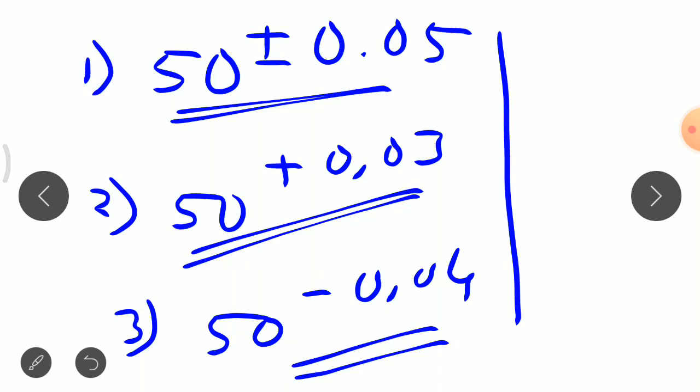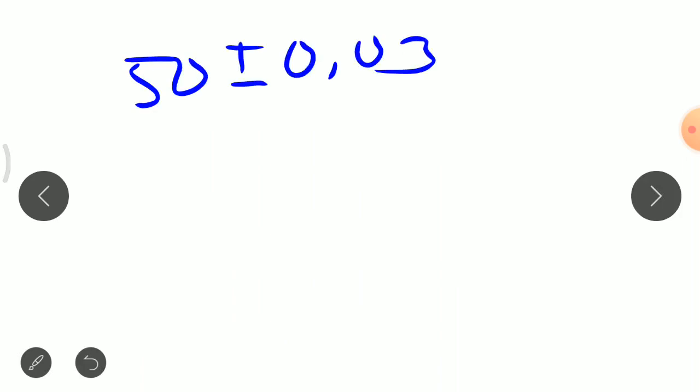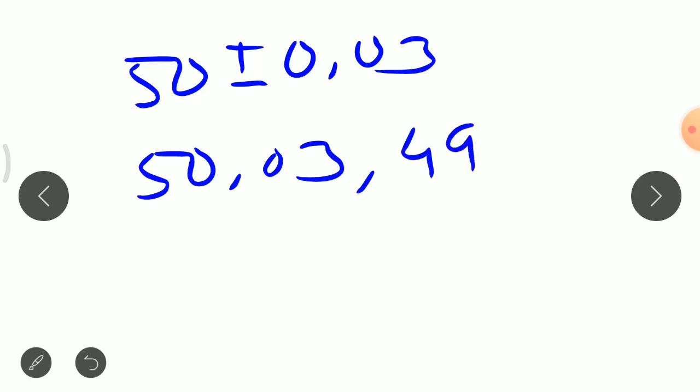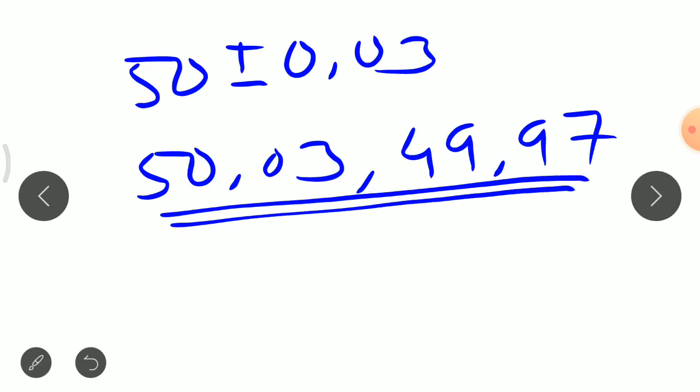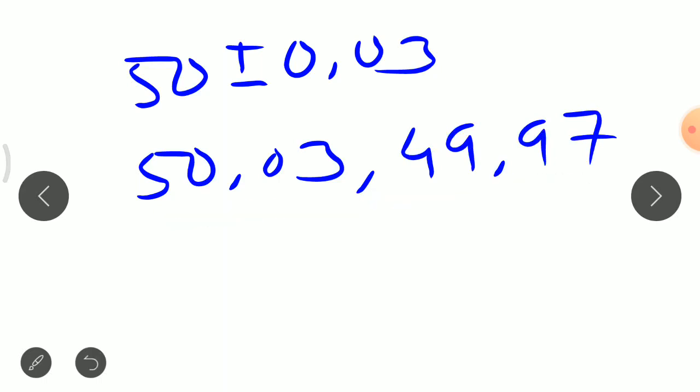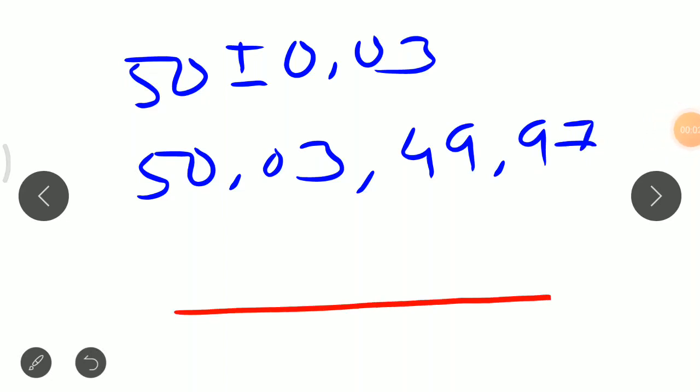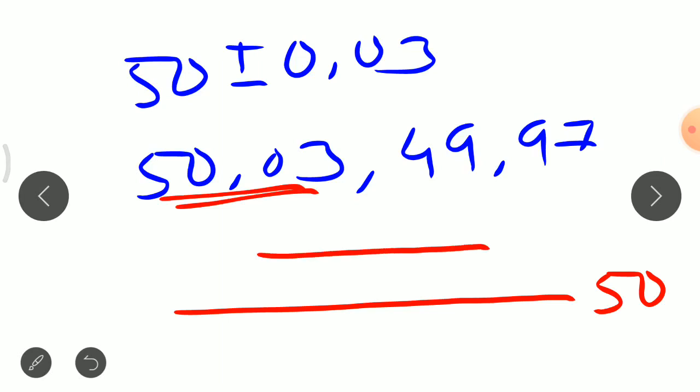Now we will take the first example. Here that example is 50 plus or minus 0.03 mm. The maximum limit will be 50.03 and the minimum limit is 49.97. Now we will plot both the values on one diagram. Here I will draw one line indicating the basic value, that is 50 mm. And now we have to draw the maximum limit, that is 50.03.